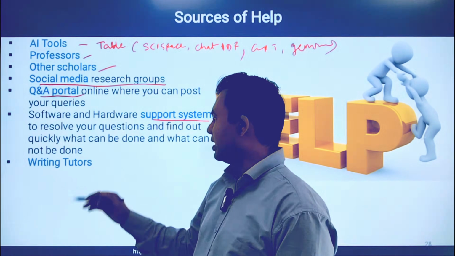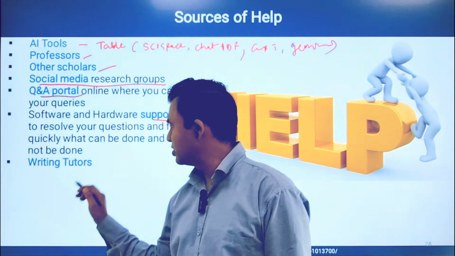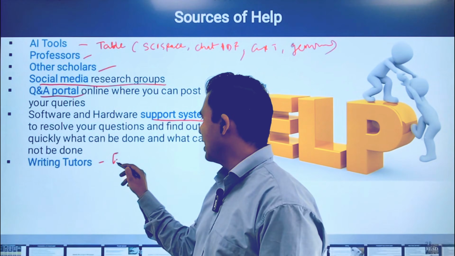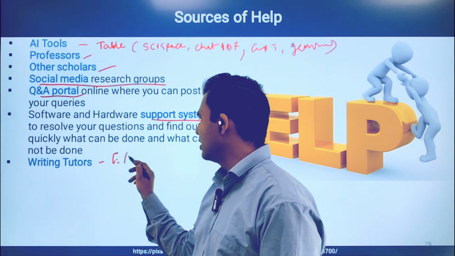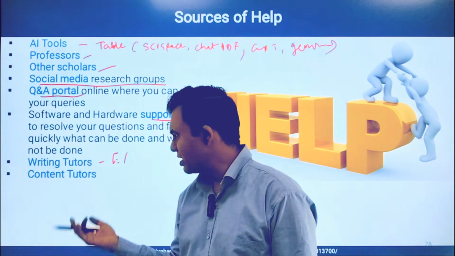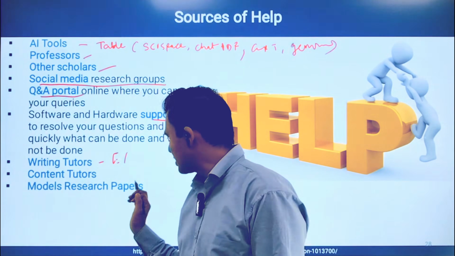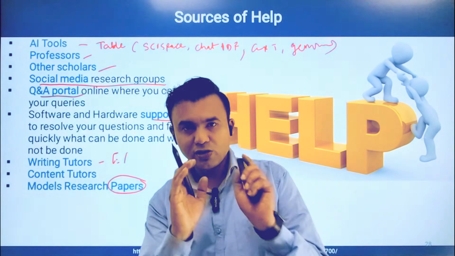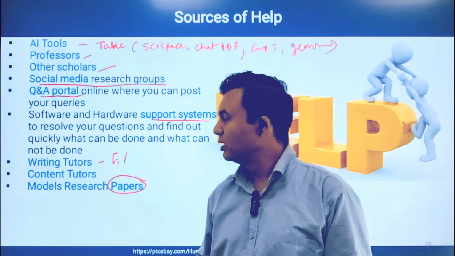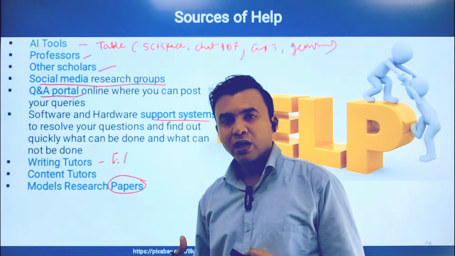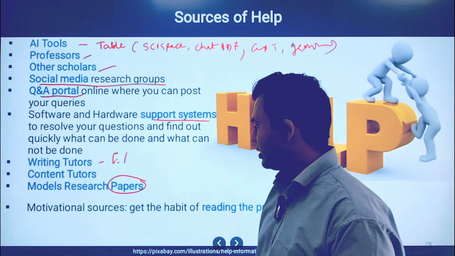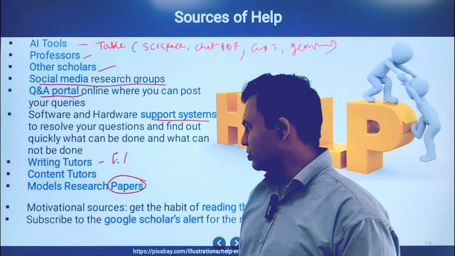You can have the help of writing tutors. Some of the publishers, such as Elsevier, help in improving the English for the authors. Content tutors, model research papers. I like it most. I decide on some model research papers, and then I give them to my scholars, or I keep them to myself. And then I say, I have to try for this quality standard of work. You can look at some motivational resources also.